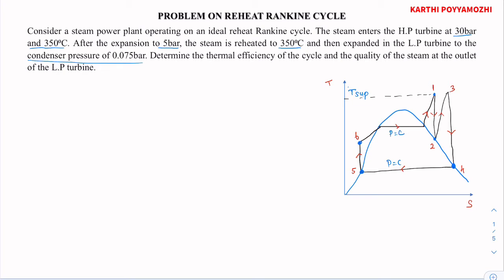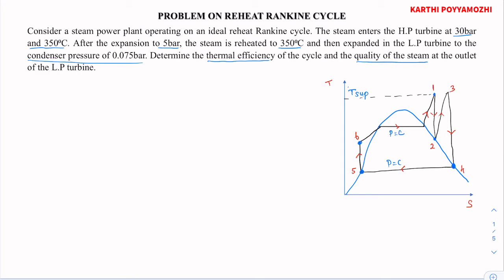Determine the thermal efficiency of the cycle and the quality of the steam at the outlet of the low pressure turbine. Okay, we have to find the thermal efficiency and the quality of the steam at the outlet of the low pressure turbine. Given the steam enters the high pressure turbine at 30 bar and 350 degrees Celsius.